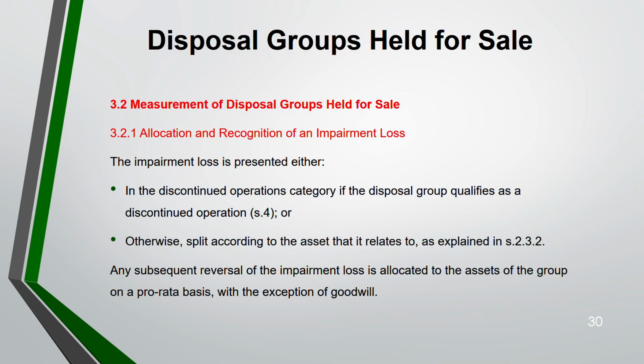Now, any subsequent reversal of your impairment loss is allocated to the assets of the group on a pro rata basis with the exception of goodwill. See, there is no reversal of impairment loss for goodwill, only for other assets. That also on a pro rata basis.